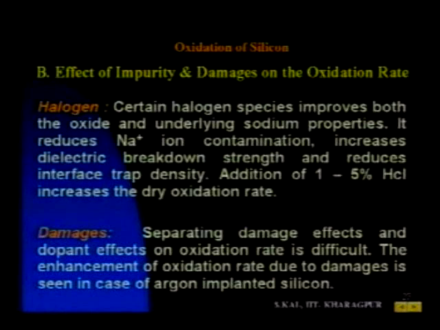So these are the effects of damage. But the thing is, how do you separate dopant effects and damage effects? That is very difficult. But if before oxidation you implant some argon ions into the silicon and then go for oxidation, it has been observed that the oxidation rate is enhanced, meaning the oxide thickness is more. That is because of the damage to the silicon layer.